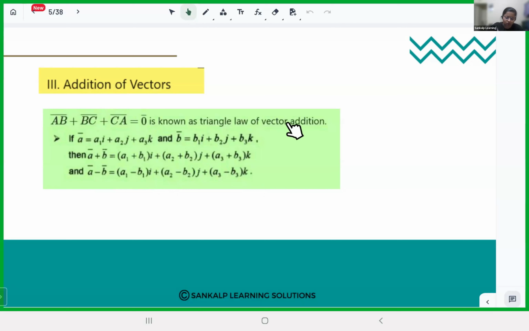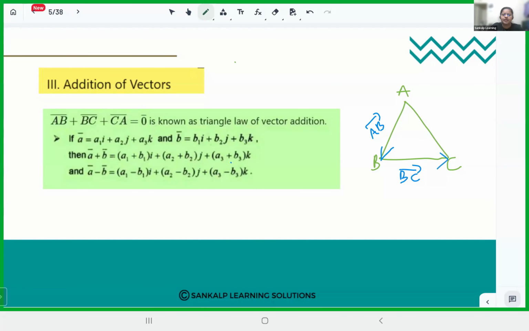What is this triangle law of vector addition that you have studied here? If you consider points A, B and C, and let this be vector AB. This is vector AB, which means it is in this direction. And this is vector BC, which means it is in the direction B to C.